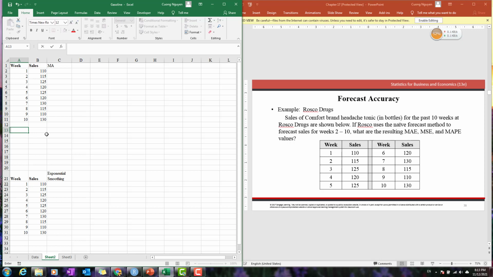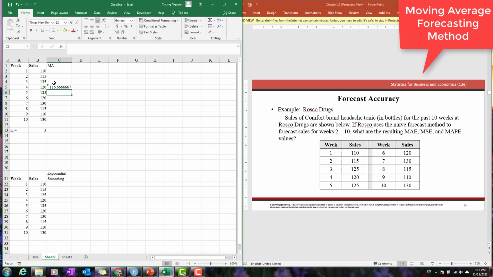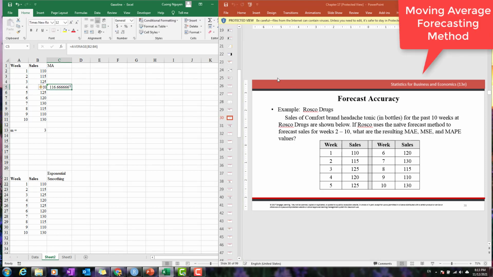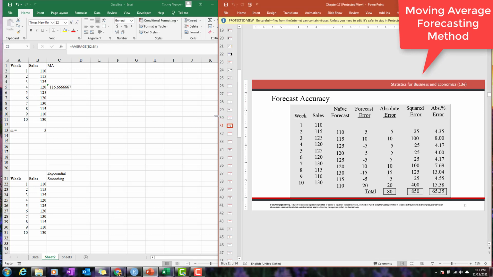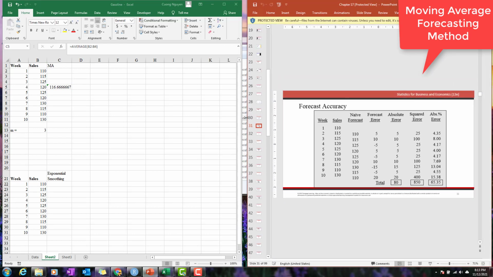Here I say moving average equals the order of 3. That means we use the 3 continuous days to measure the average value, and we use that as the forecasting value for the next period. Over here I use the average function and simply select the 3 periods before, and here we have the result. Let's check if it looks similar.